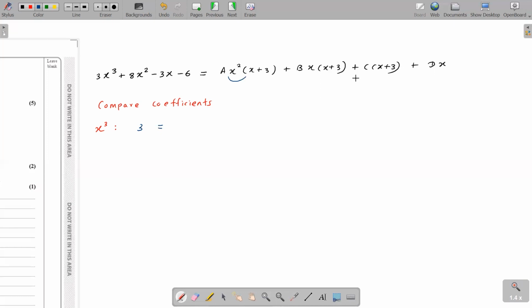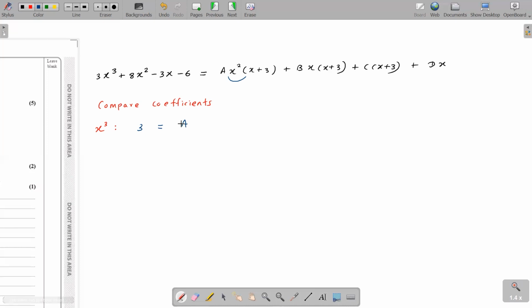No, you don't need to manually expand and write down. That's a waste of time. You can check it in your head. Ax squared into x is ax cubed. Ax squared into 3 is 3ax squared. So you can see that none of these brackets, when you open, give any x cubed. Therefore, ax cubed is the only one that has x cubed. Therefore, the coefficient is a. So directly, that gives us a equals 3.